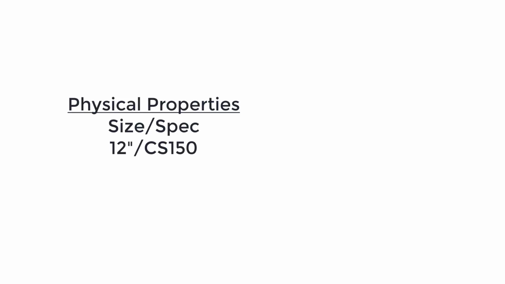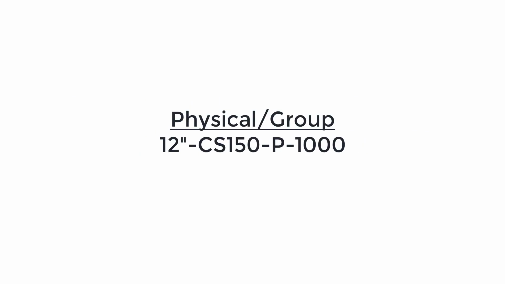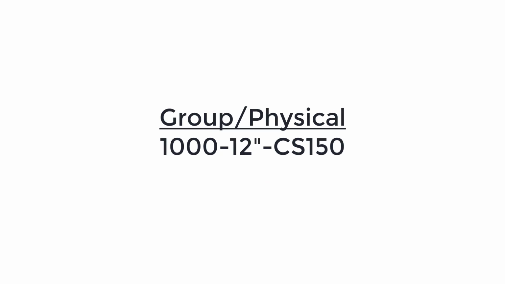We have to separate what I'm going to call the physical properties, like the item size or spec, from the 3D line group properties, because we can't mix and match those. So we can display all of the physical properties, and then we can display the line group properties, or we can display the line group properties first and display the physical properties second. Out of the box, it displays the physical properties second.